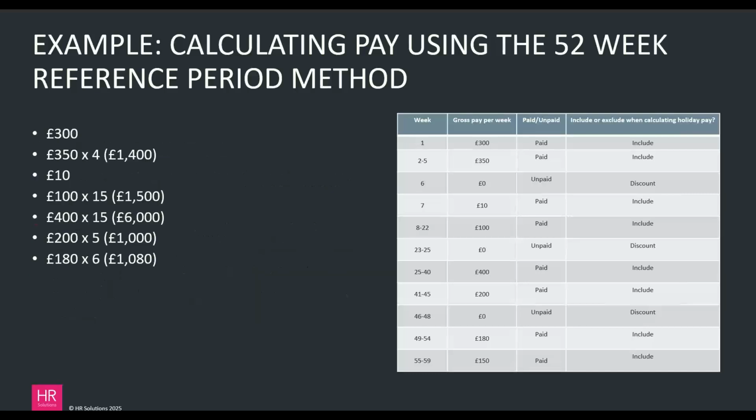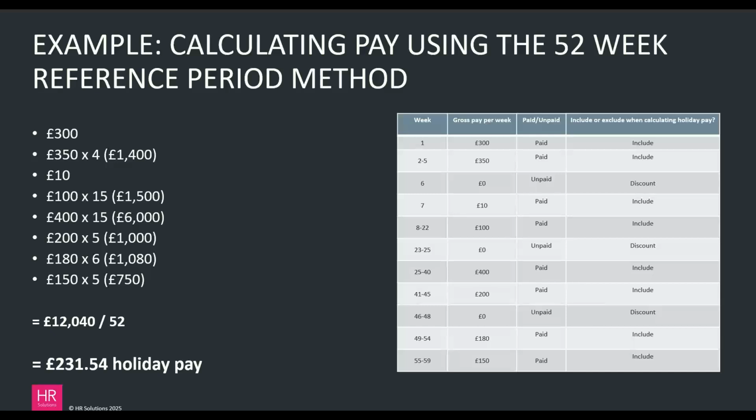what it's saying is that in week 1 they earned £300. You include the following 4 weeks, so week 2 through to week 5, they earned £350 in each of those weeks, so that's another 1,400. Your week 6 is discounted because there's zero pay.